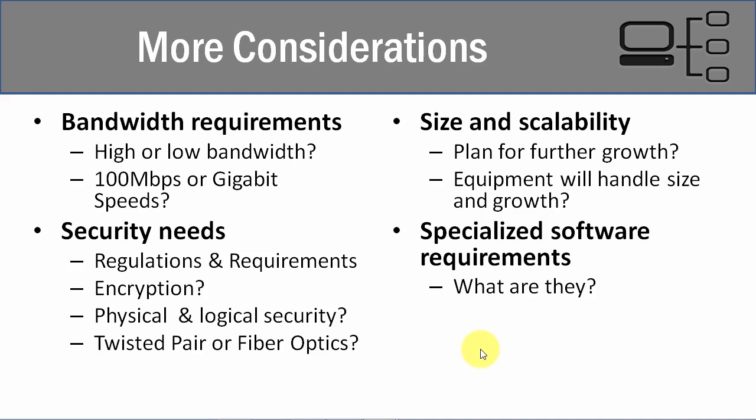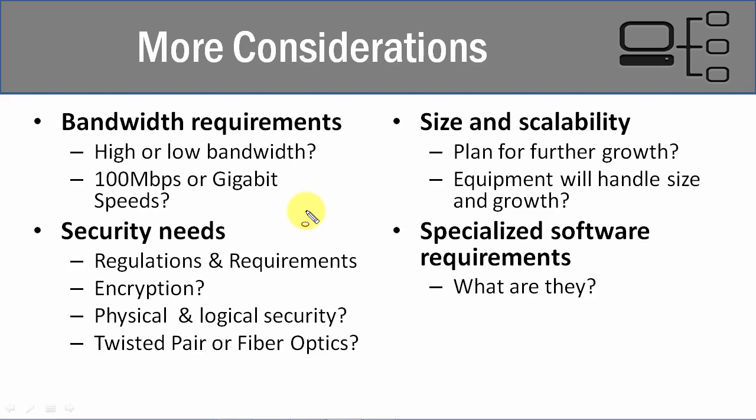We need to think about our current business infrastructure and its current size, and also how the business is going to grow in the future as well. So when we're talking about that, we're really talking about scalability with the network. So when we're planning our network, we need to make sure that if the business is going to grow, the network is going to be able to scale with it. So we need to plan not only for now, but for future growth as well. So we need to make sure that our network equipment is going to handle that growth.